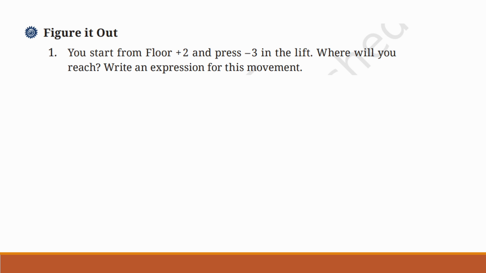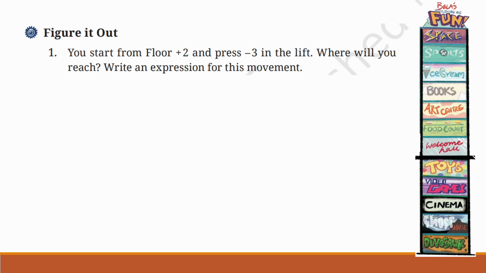Figure it out. You start from floor +2 and press -3 in the lift. Where will you reach? Write an expression for this movement. See this picture. Here, the welcome hall is at level 0. Then you start from +2. +2 means the art center. The art center is at +2. So you start from +2 and press -3. See, -1, -2, -3.